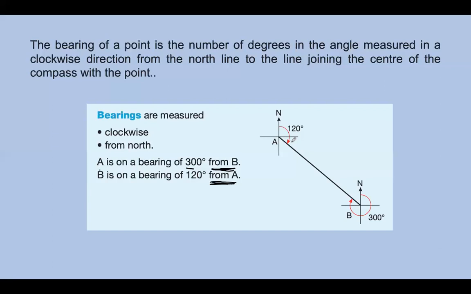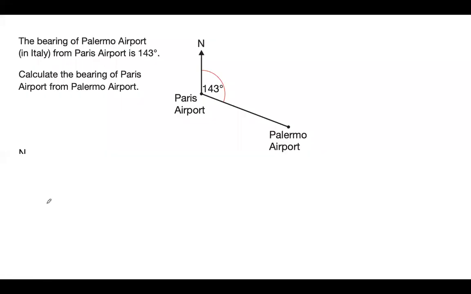The other thing that you have to remember is that the angle of the bearing is always a 3-digit figure. In this case, the angles are already 3-digit because they are more than 100 degrees: 120, 300. But if the angle happens to be 65 degrees, for example, then you have to record the bearing as 065 degrees. So remember, not as a 2-digit or 1-digit angle, but a 3-digit angle. So let's have a look at the next question.